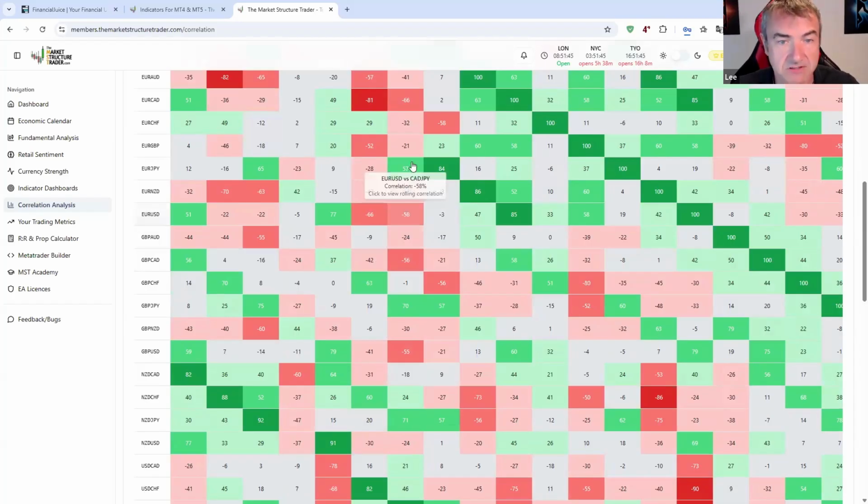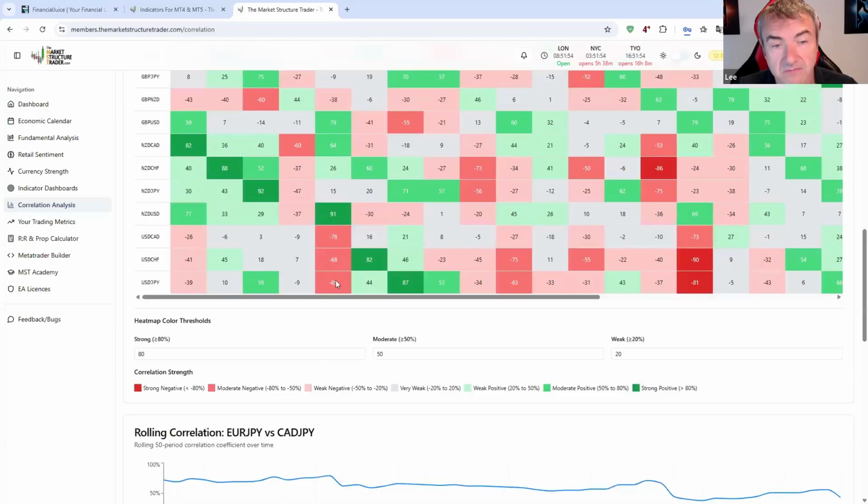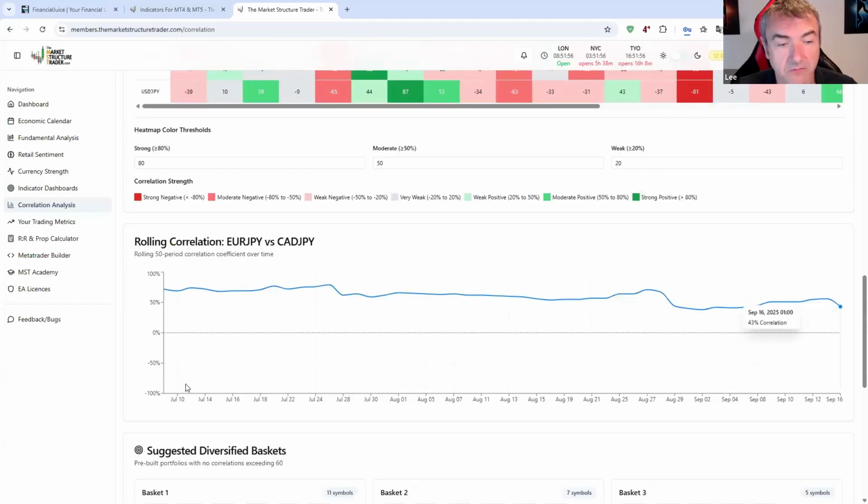If I look at euro yen here versus the CAD yen, 57% of the time they move in the same direction. And there's your correlation chart over time. So going back to July, moving all the way through to today, you can see that they have been fairly highly correlated at 72%, but at the moment, they're only correlated around about 43%.